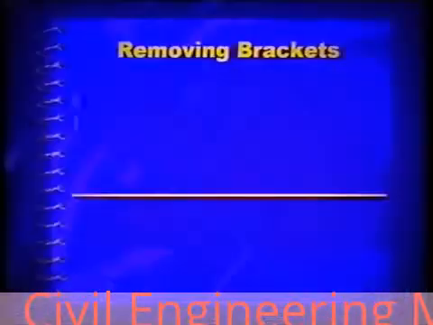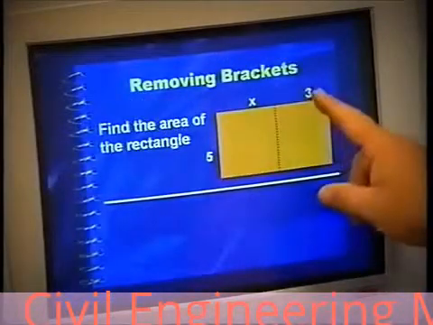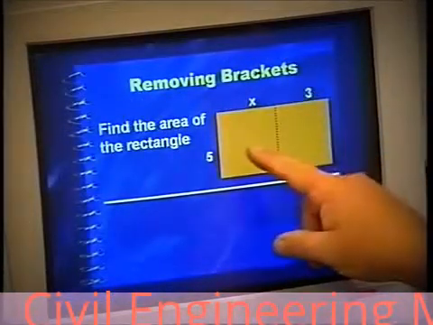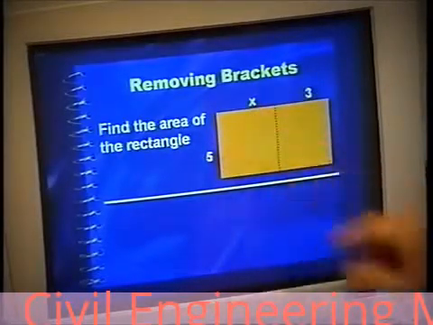Now, brackets are always encountered in algebraic expressions, and you have to be aware how to simplify those. I've got it illustrated by means of an area calculation. See if you can follow this. If I had to calculate the area of this rectangle, I could multiply 5 by 3 to get 15, but I would not quite know what this area is. It would be 5 times whatever x is.